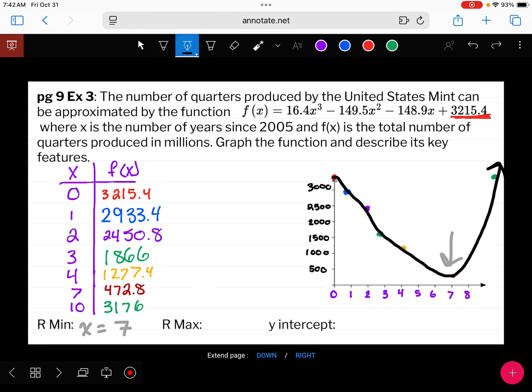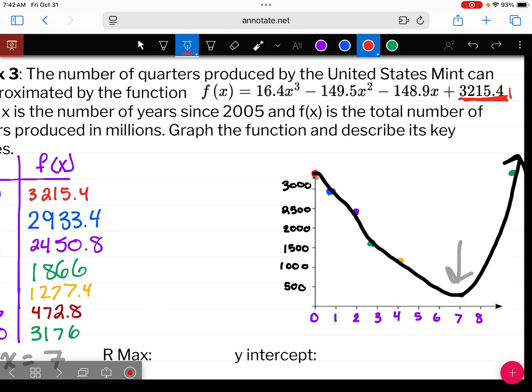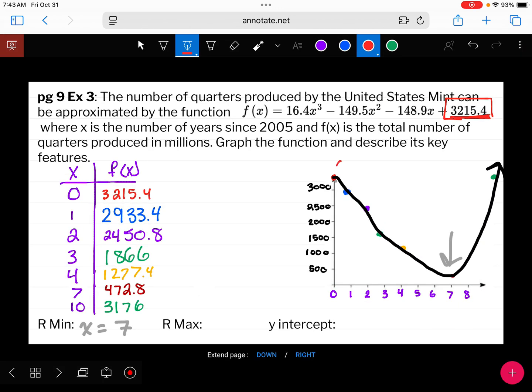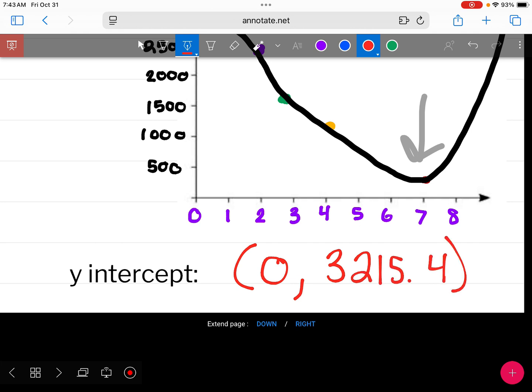What we do have is a y-intercept. And that y-intercept is very handy to be able to find. It's our easiest point to get. It's going to be that constant. Every time it's going to be that constant, the one that does not have any x's. 3,215.4 in this case. This first guy, when x equals 0, that's our y-intercept. That is the definition of a y-intercept: x equals 0, find y. When we substitute in 0, we get our 3,215.4.